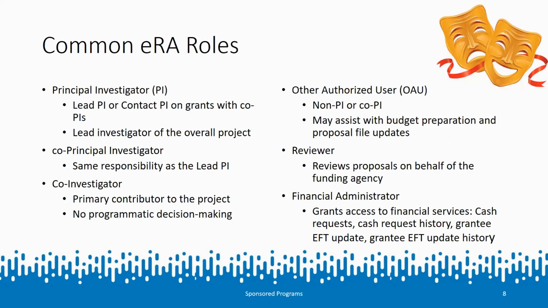So you have your lead principal investigator, or the PI. That is the lead PI or contact PI on grants with co-PIs. So if you have co-PIs, then you're going to have a contact PI as well, which is your lead PI. That is the person who is responsible for the whole project. You have co-principal investigators that have the same responsibility as the lead PI. They are not always allowed, but when they are, that is the appropriate role. A co-investigator is a primary contributor, but does not have programmatic decision-making. So that's the way to think about that. These two sometimes get confused. And just remember, the co-PI has the same responsibility as the lead PI.